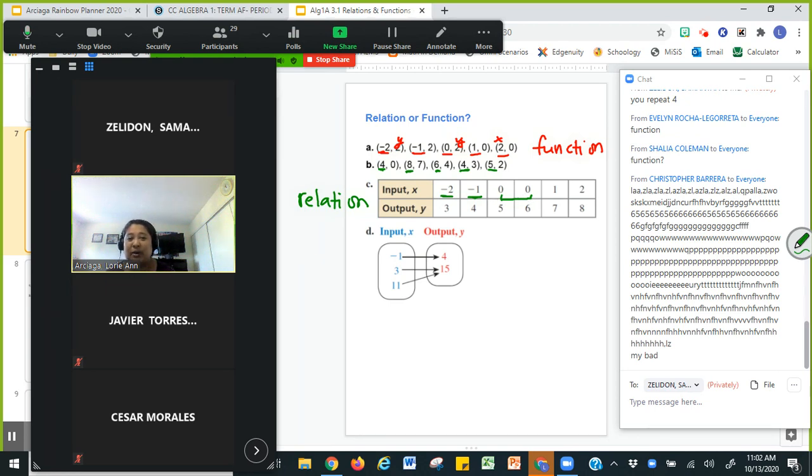Yeah? Then maybe you're wondering, but miss, what about letter A? You said it's a function, but I also saw zeros. Remember, the 0 here is in the x position, while the other zeros are y's. They are not x values. So if they repeat on the y, that's okay. But if they repeat on the x, or as an input, it's not okay. Letter D. Letter D. Anybody?